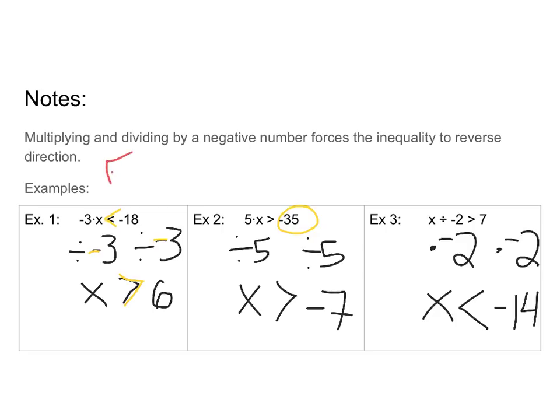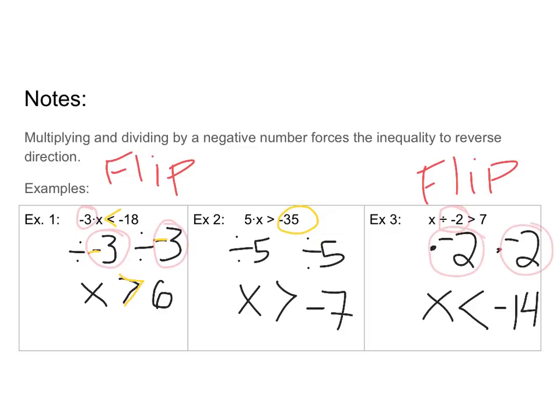So notice the first and the third example, we needed to flip because we had a negative number multiplying or dividing by that x. And when we solved, we were multiplying or dividing by a negative number. On the middle example, we did not flip because even though there was a negative number involved, the number that we were multiplying and dividing by was positive.